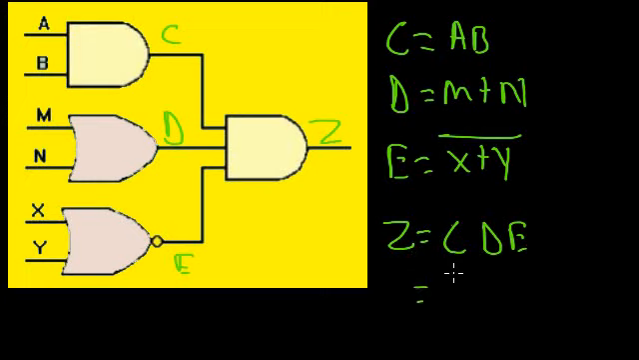So it turns out that Z, which is the final output, is simply formed by an AND gate, and according to the AND gate, the results are multiplied with each other. So let's substitute. That should be AB multiplied by M plus N, then multiplied by X plus Y bar. And this is the final answer to this problem as well.